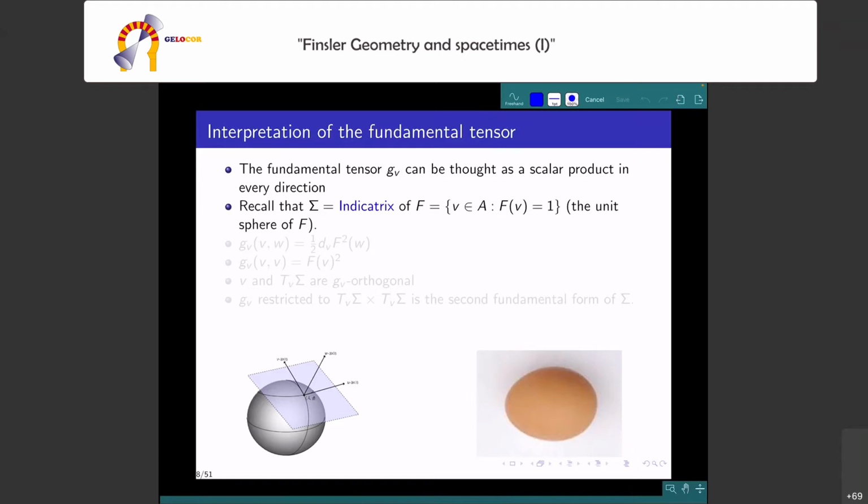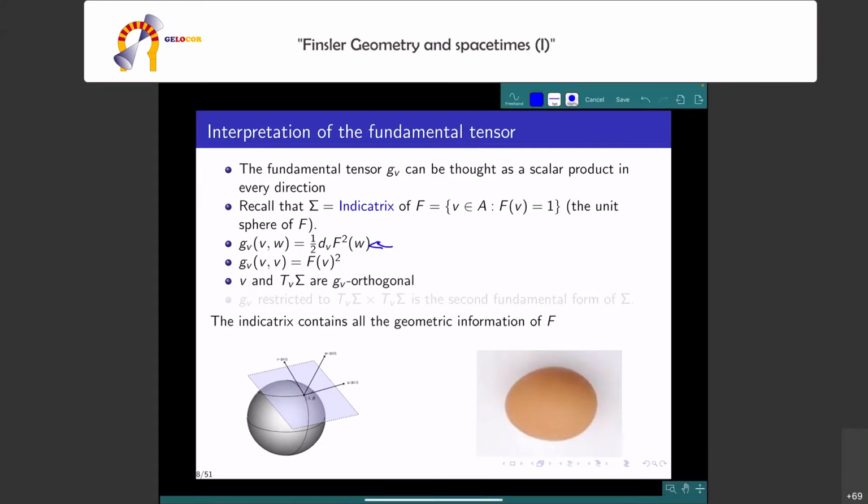Then when you define the indicatrix, there is a very strong relation between the fundamental tensor and the indicatrix. Let's explain this better. We have these two formulas, which are obtained because of the homogeneity of the Minkowski norm F. The first formula implies in particular that V and the tangent space to the indicatrix are g_V-orthogonal, applying that in the indicatrix F is constant and the differential has to be 0. Moreover, g_V restricted to the tangent space to the indicatrix is the second fundamental form of sigma. So at the end, the indicatrix contains all the geometric information of the Minkowski norm.